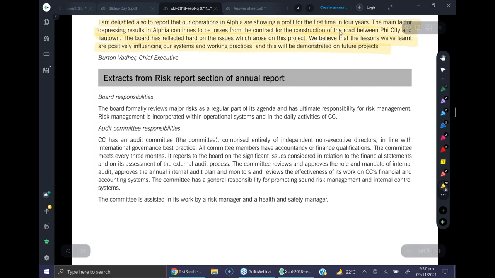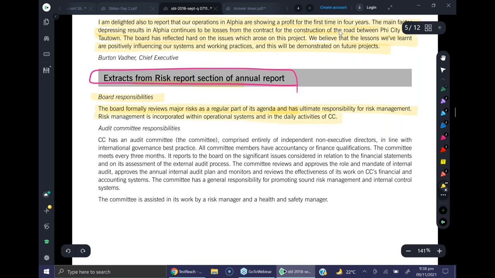Next, we have extracts from risk report section of annual report. And it is talking about some risks of the company. So maybe it's relevant for risk committee advantages, remember question number 3 part C. But let's read it first and let's figure out. Board responsibilities. The board formally reviews major risk as a regular part of its agenda and has ultimate responsibility for risk management. Risk management is incorporated within operational systems and in daily activities of CC.